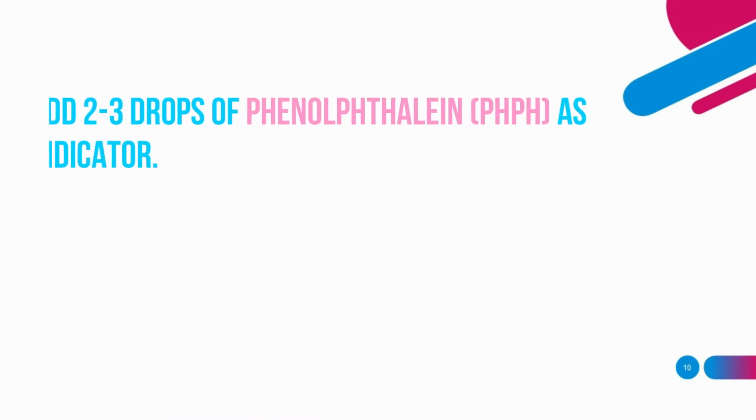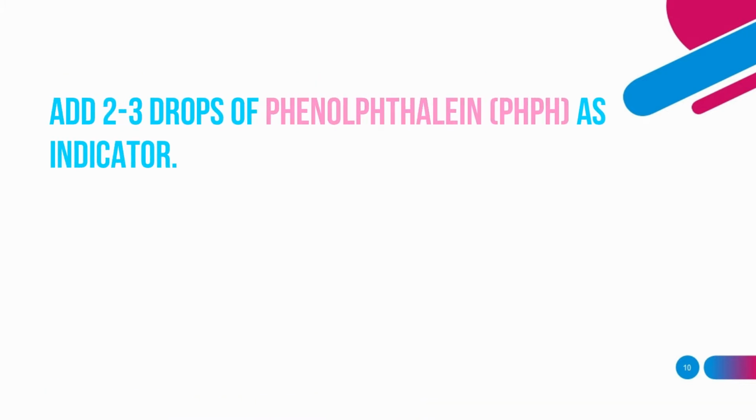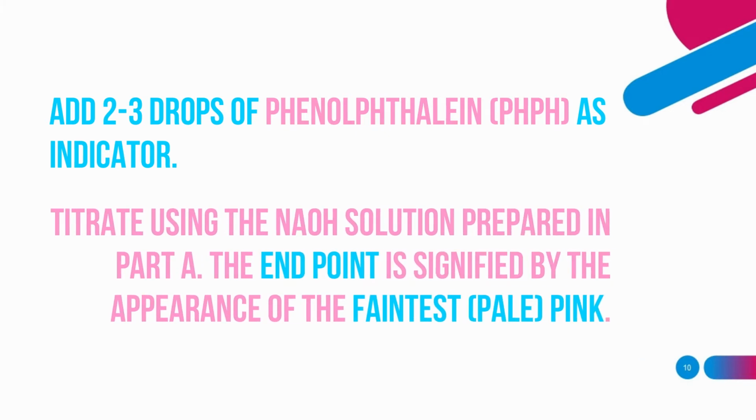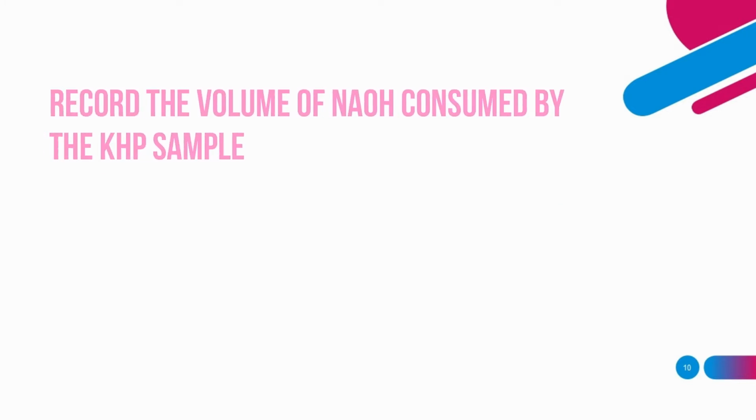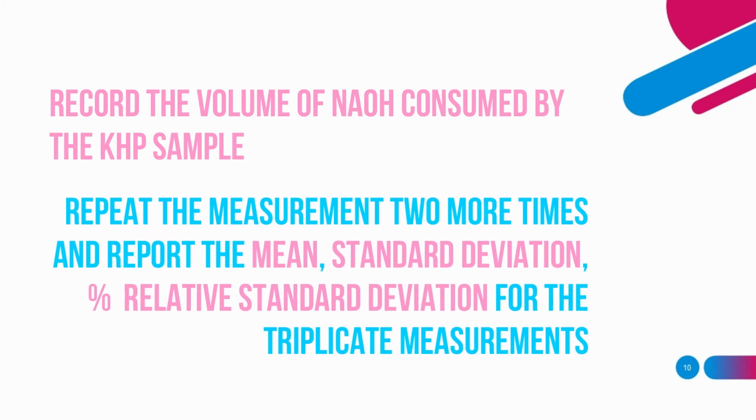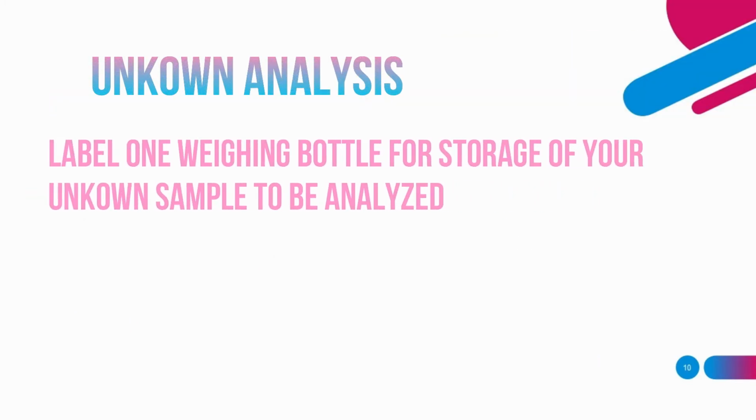Add 2 to 3 drops of phenolphthalein as indicator. Titrate using the NaOH solution prepared in Part A. The endpoint is signified by the appearance of the faintest pink. Record the volume of NaOH consumed by the KHP sample. Repeat the measurements 2 more times and report the mean, standard deviation, and percent relative standard deviation for the triplicate measurement.